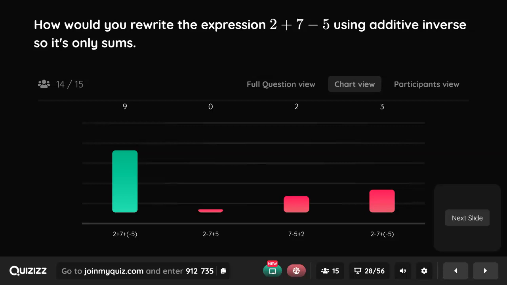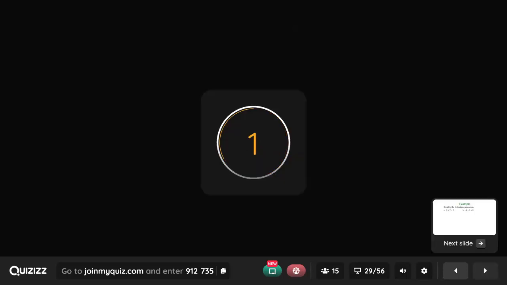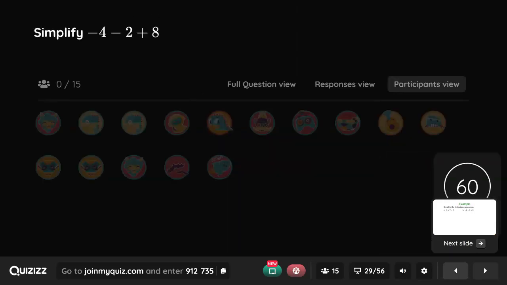Okay? Because that's what you're going to do on this one. So you're going to want to actually give me the answer for this. Okay? What is negative 4 minus 2 plus 8?